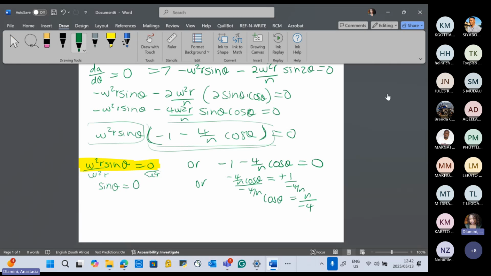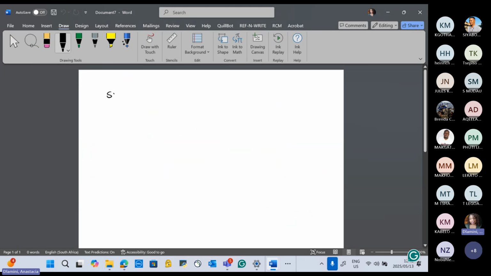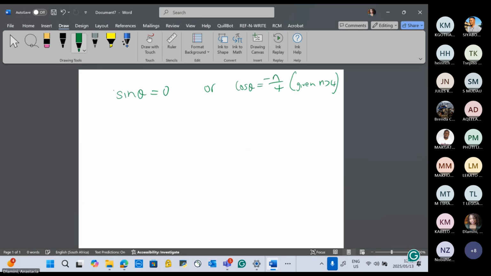Okay, there we go. So now, in the instruction, they say n should be what? Should be greater than 4. Are we all together? Yes, ma'am. Okay. So now that we found sine of theta equals 0, or cos of theta is equal to negative n over 4. We are given that n is greater than 4. So then what do we do?